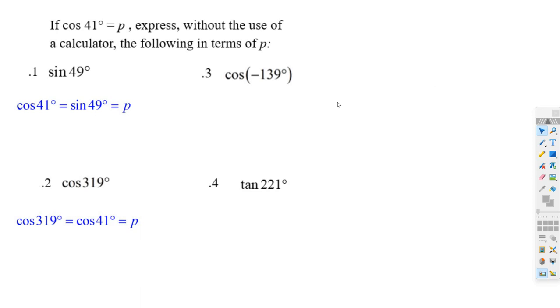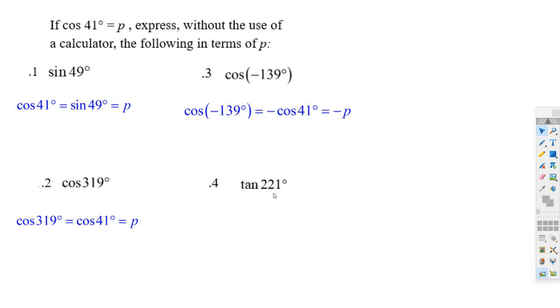If you start here and then you bend, imagine 3 quadrants here. If you bend towards minus 180, you're in the 3rd quadrant, and cosine is negative there. So the cosine of negative 139 degrees is the same as the cosine of 41, but it's negative. Well, the cosine of 41 is p, so the answer must be minus p.